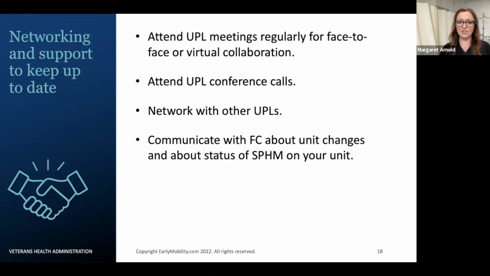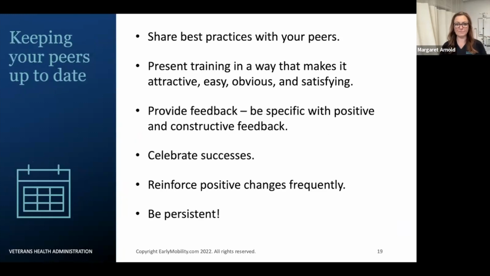Help them to know if there are changes on your unit or additional equipment needs, or if you see something that you think would work really well on your unit, be an advocate and push for the right equipment on your unit. You know better than anyone outside of your unit how your unit works and what the needs are. So don't be afraid to let your voice be heard.